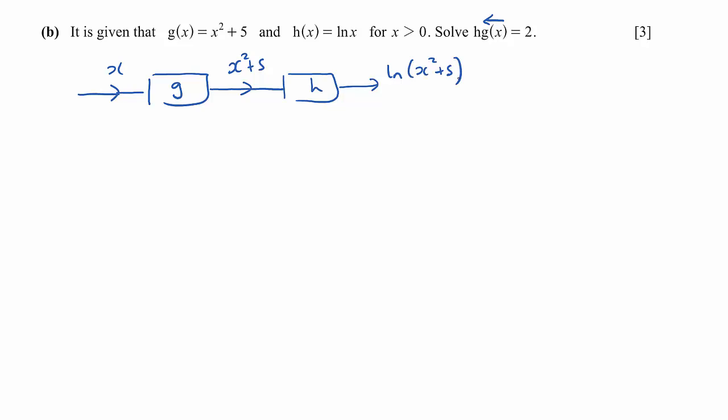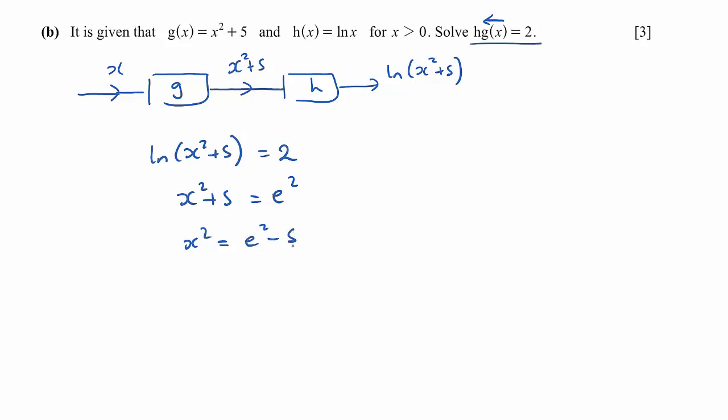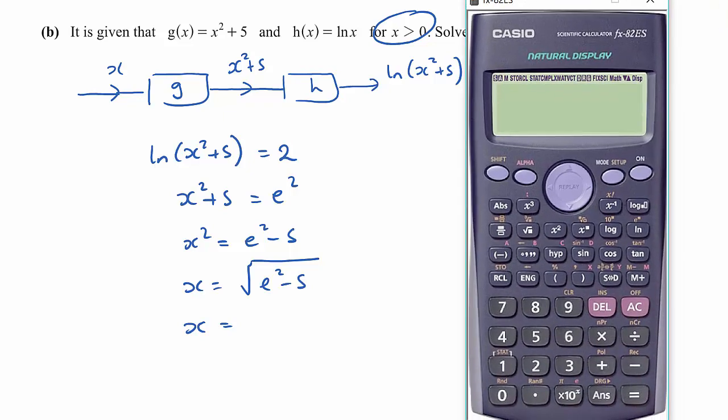so we end up with ln of x squared plus 5 out the other end. So we want h of g of x equals 2, so we've got ln of x squared plus 5 equals 2. Take the exponential function of both sides and we get x squared plus 5 is e squared. So x squared is going to be e squared take away 5. And we're told that x is greater than 0, so x is just going to be the square root of e squared take away 5. And that's an exact answer, but maybe we need a calculator answer. So let's just calculate it.